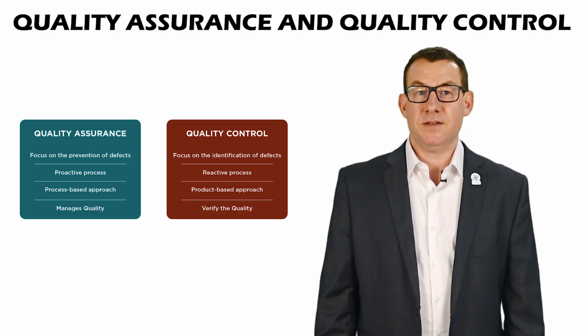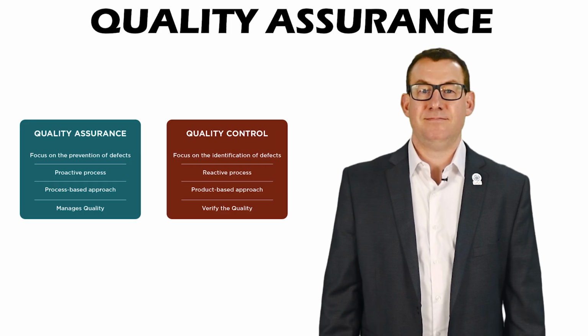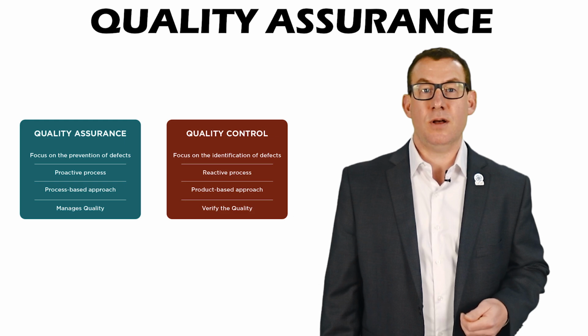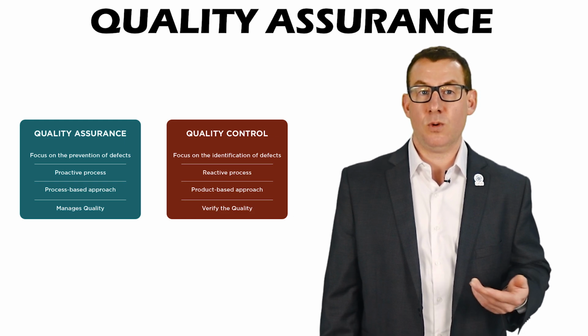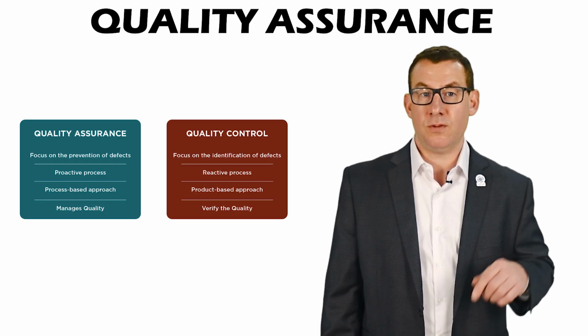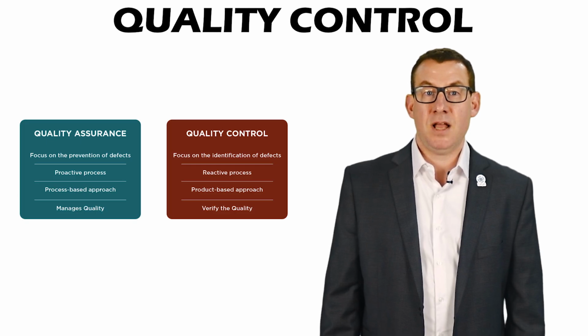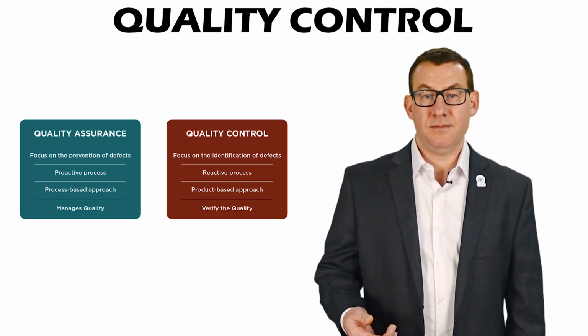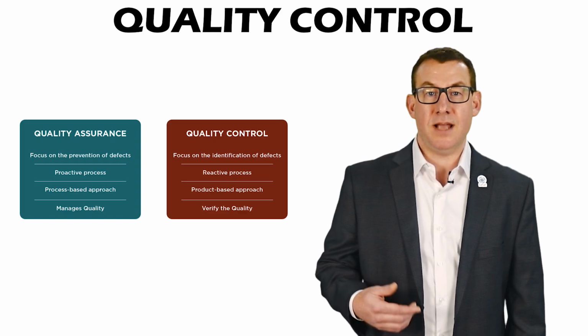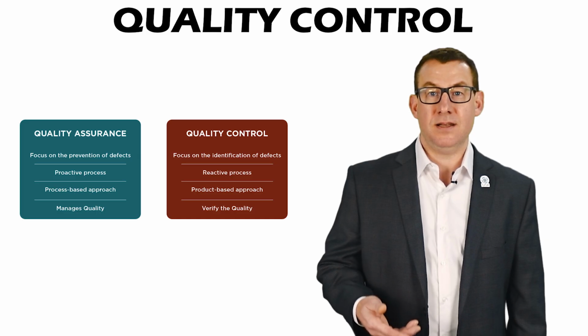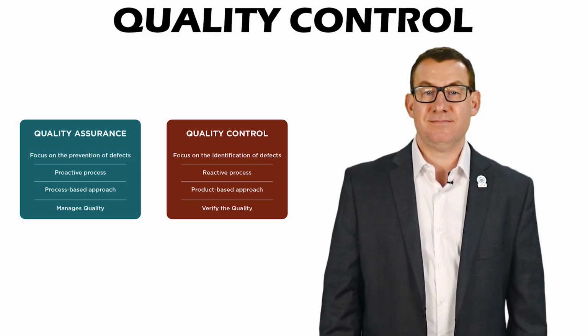Now let's discuss the difference between quality assurance and quality control. Quality assurance is proactive. It focuses on preventing problems before they occur by creating processes, standards, and workflows that ensure work is done correctly from the start. Quality control is reactive. It focuses on finding and fixing errors after the work has been produced, by inspecting, testing, and verifying outputs.